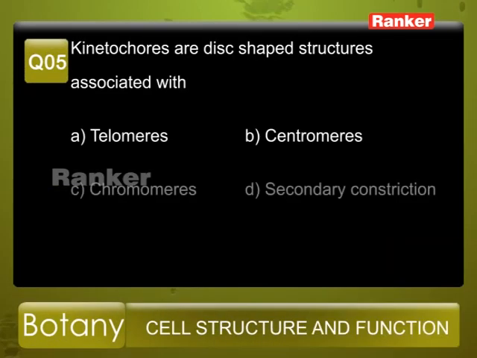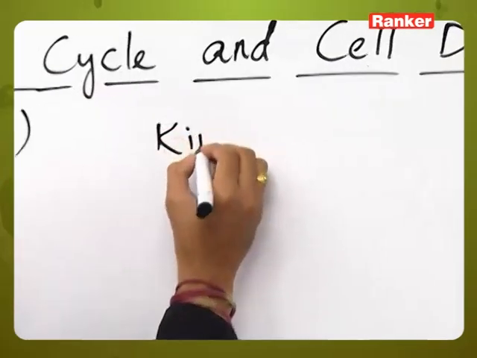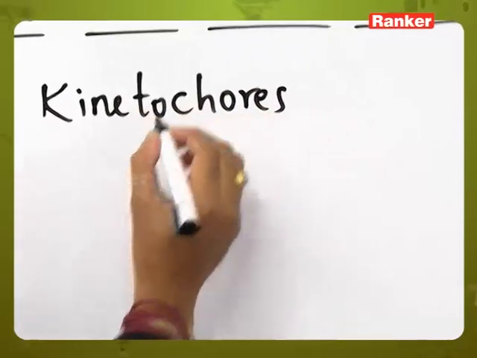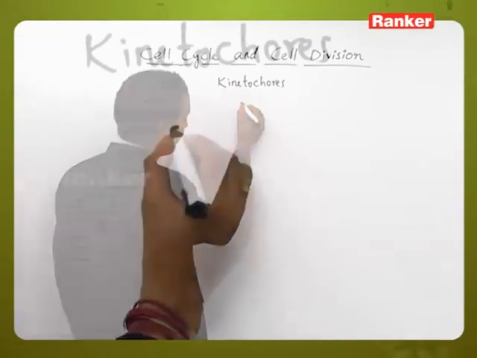Question number 5. Kinetochores are disc-shaped structures associated with: A. Telomeres, B. Centromeres, C. Chromomeres, and D. Secondary constriction. So this question is related to kinetochores. Kinetochores are the disc-shaped structures which are associated with the structure of a chromosome.